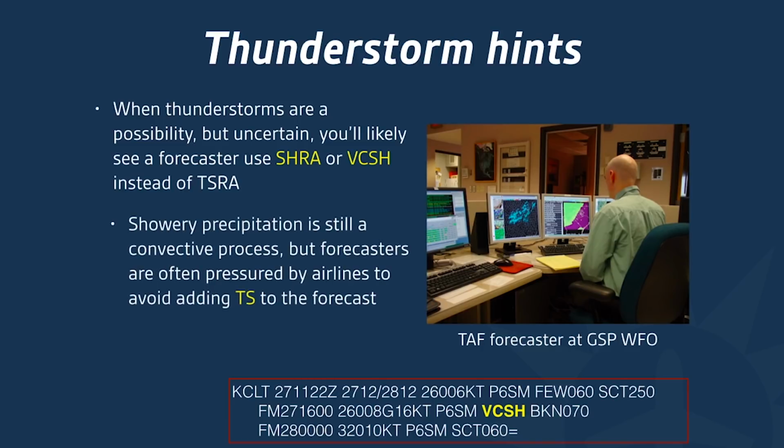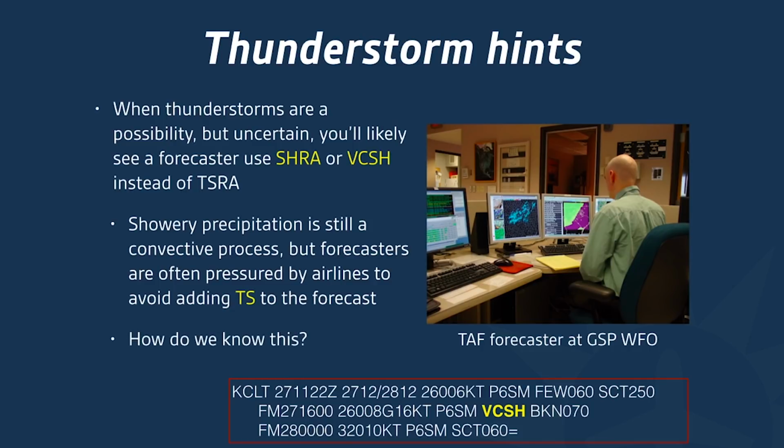Now, showery precipitation is still a convective process. Most pilots don't understand that, but forecasters are often pressured by airlines to avoid putting thunderstorms in the forecast. And this is primarily because as soon as that happens, the airlines basically have to follow an alternate and carry extra fuel to get to that alternate.